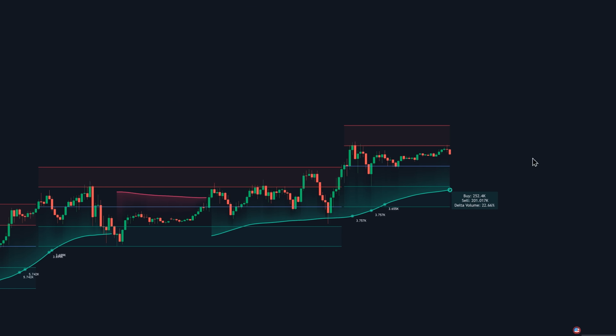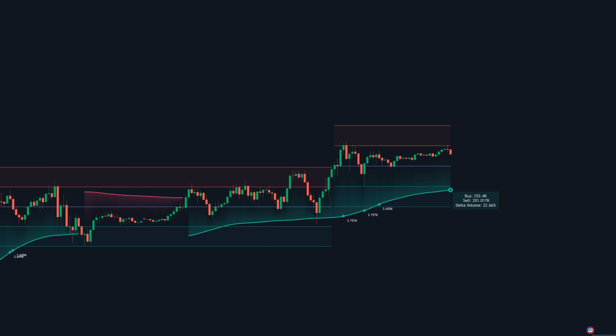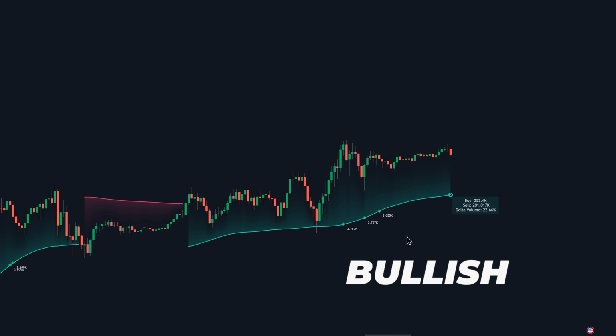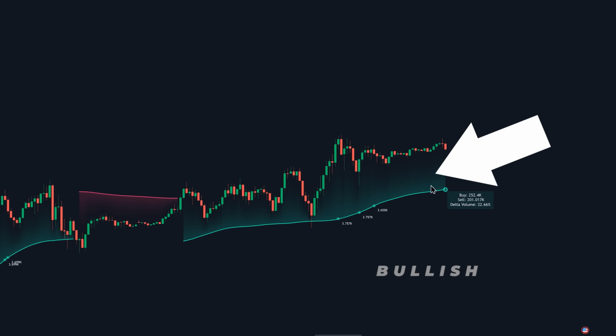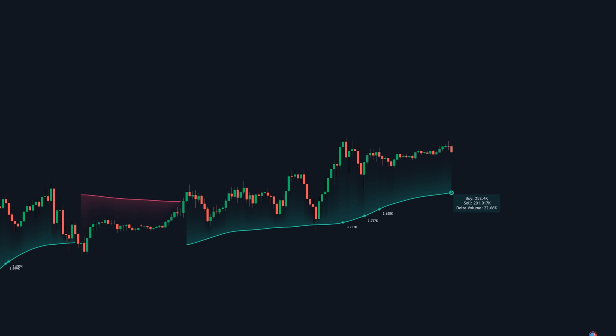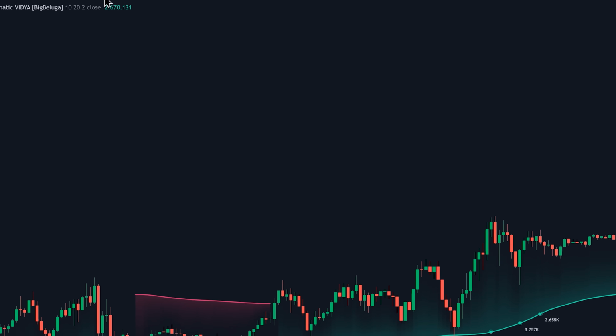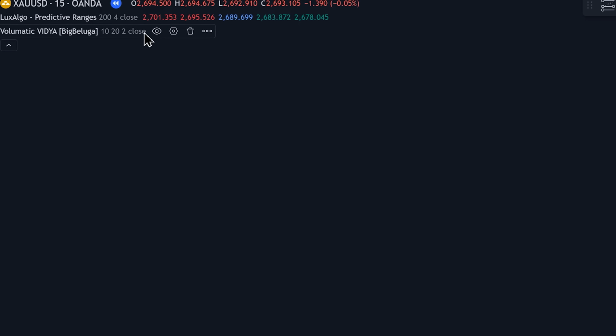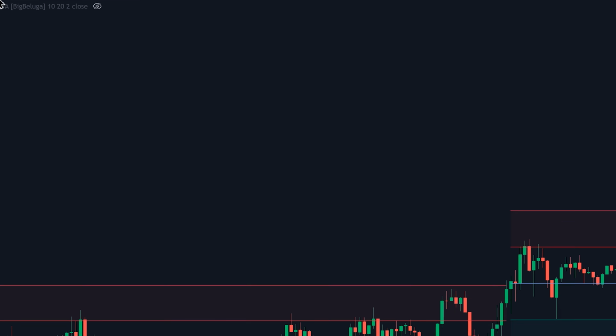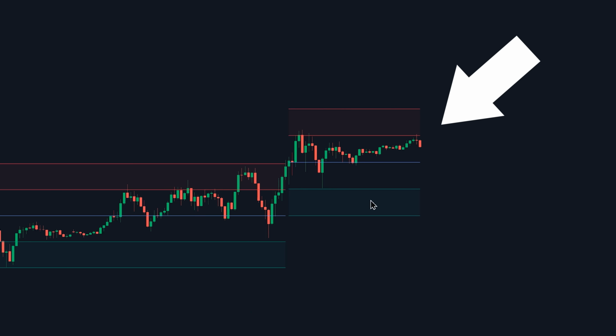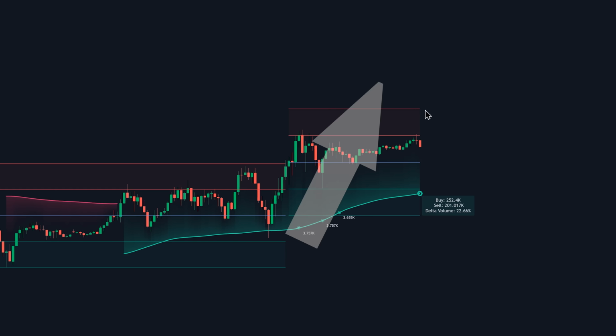Condition number one, you want to ensure that the trend of the market is bullish. That is going to be indicated by having a green trend cloud from the VIDYA indicator. Once we have it, you want to locate the most recent predictive range, as indicated by the Predictive Ranges indicator. Right here, we can see that this is the most recent predictive range. Condition number three is we want to wait for the price to break and close above this resistance level.